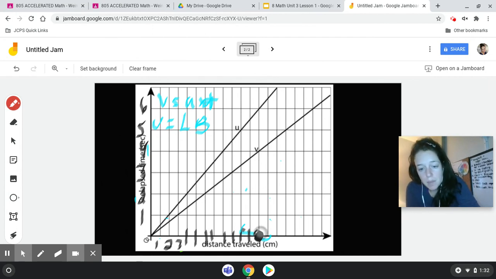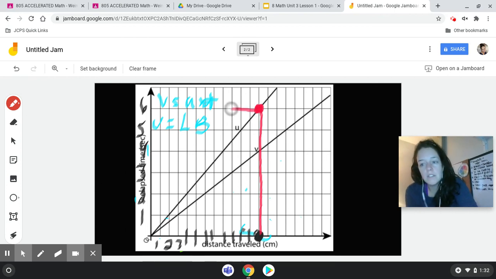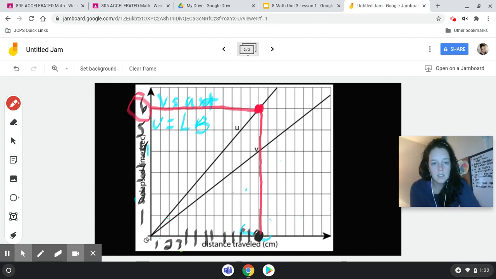I'm going to take my red pen and draw all the way up from the 12 mark to the U line, and we're going to draw a little point. We're trying to figure out how many seconds it takes for the ladybug to travel 12 centimeters. So all you have to do now is draw another line. You don't have to actually draw the line; if you want to just visualize it, that's fine. But I'm going to draw a line so you guys can see. So it's 6 seconds, because that's where we fall on the y-axis, right? So the ladybug takes 6 seconds.